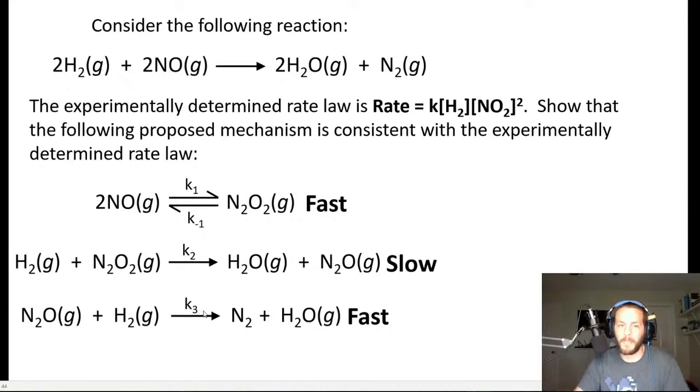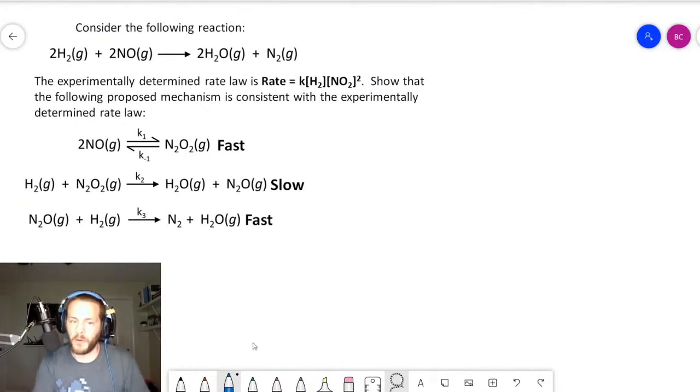Okay, so again, the goal here is to show our work. We want to show that this proposed mechanism is consistent with the experimentally determined rate law. So how do we do that? Well, the first thing that we want to do in tackling a problem like this is to see whether or not the first condition is satisfied. Remember, there are two conditions that must be satisfied in order for a mechanism to be considered valid. The first one is that the steps of the reaction must equate to the overall equation, right? The sum of all of these elementary steps must be equal to the overall reaction.